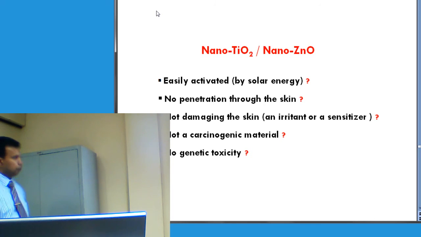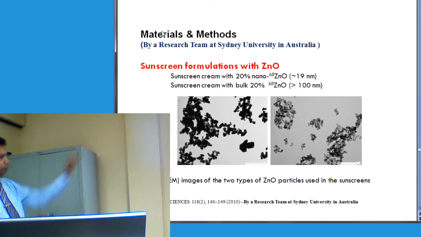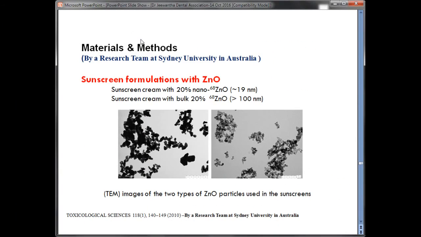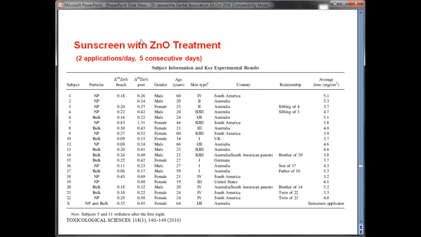And then people did some research, a couple of research articles, and this is one of them: sunscreen formulated with zinc oxide. They formulated sunscreen cream with zinc oxide and nano zinc oxide. Zinc oxide blocks the UV rays, and then they did the research. So basically, they selected a group of 23 people, with 2 applications per day for 5 consecutive days, and asked these people to be in the sun. They were paid about $100 per day.